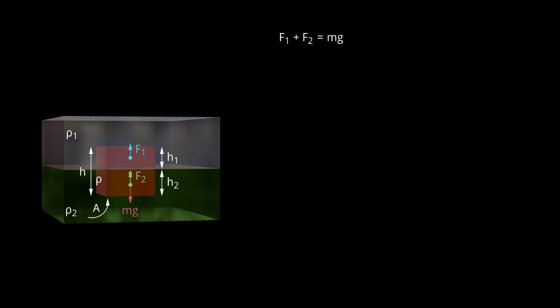Now we can replace the buoyant forces with the weights of the volumes of liquid displaced and express the object's mass using its density and volume. Since the cross-sectional area and gravitational acceleration appear on both sides of the equation, we can cancel them out to simplify the expression. Now we're left with an equation that includes only the given quantities.